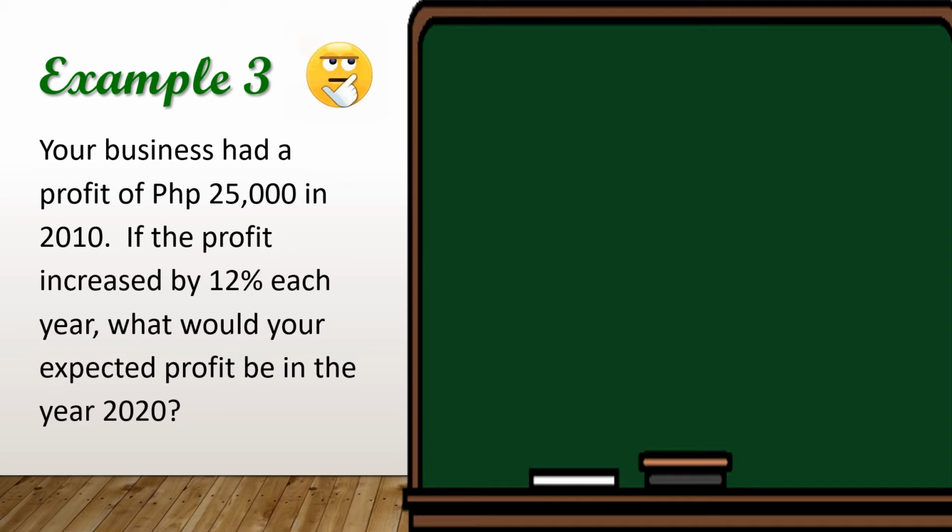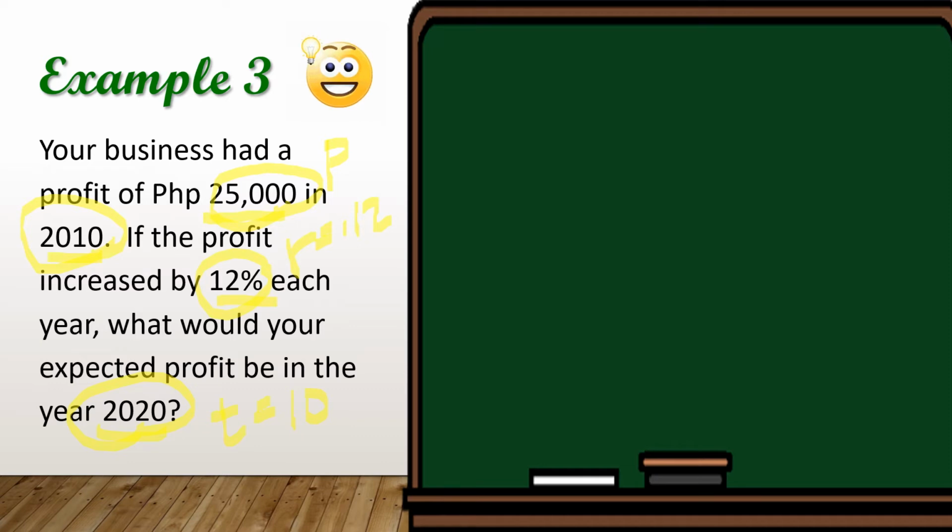Let's have example number 3. Your business had a profit of 25,000 in 2010. If the profit increased by 12% each year, what would your expected profit be in the year 2020? So here, 25,000 is the principal, 12% is the rate, which is the same as 0.12. Now, from 2010 to 2020, that will be 10 years. So, time, therefore, is 10 years.